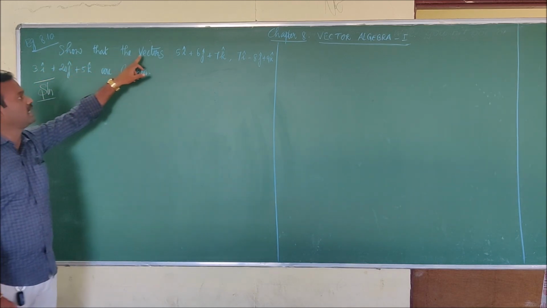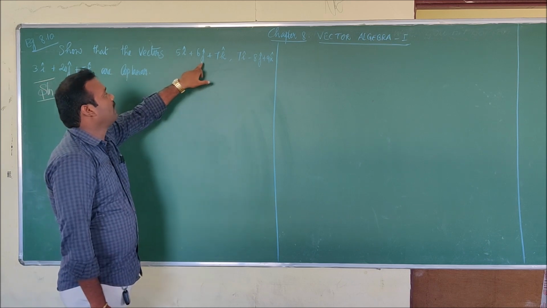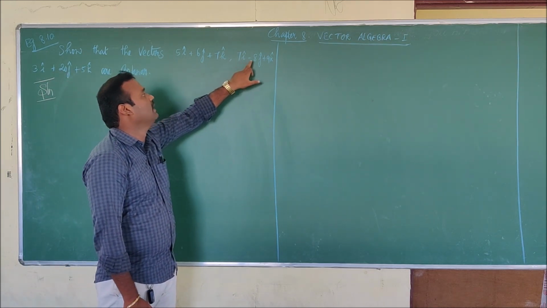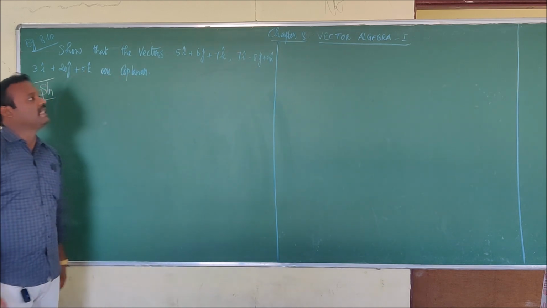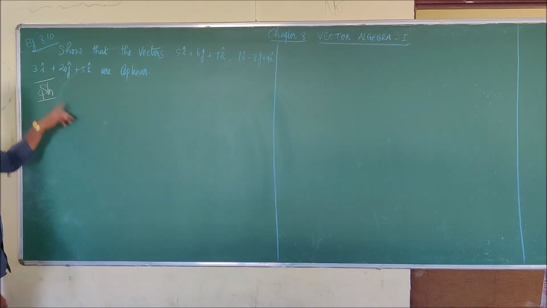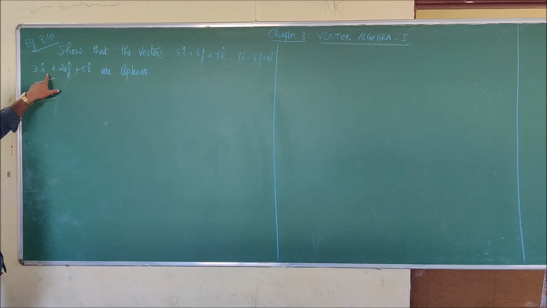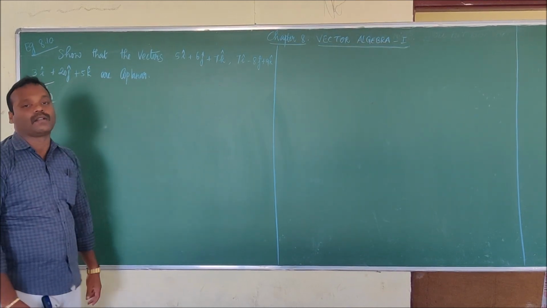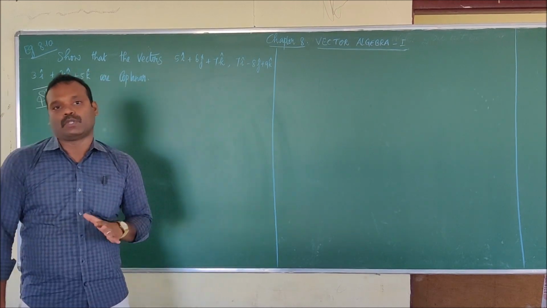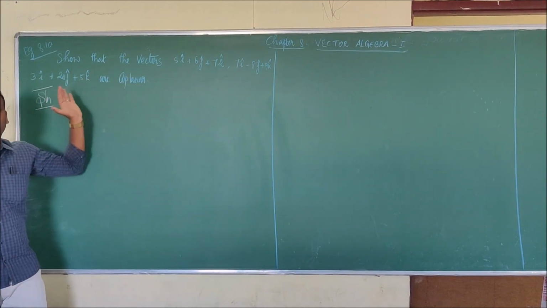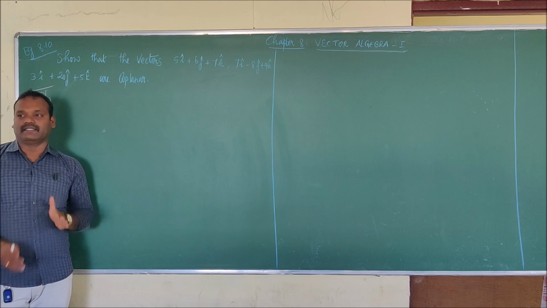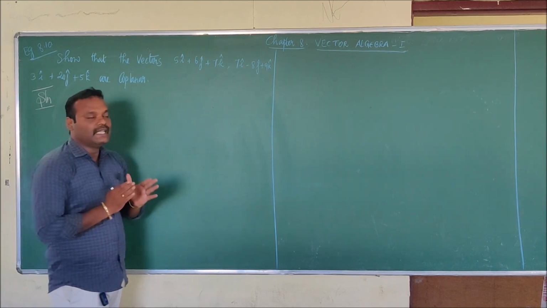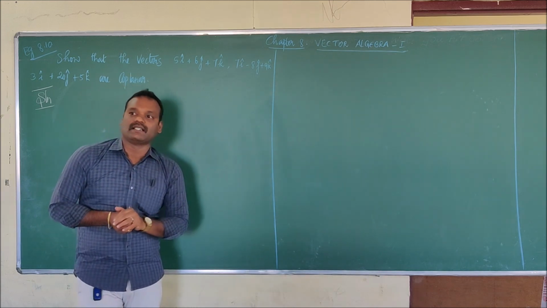Show that the vectors 5i cap plus 6j cap plus 7k cap, 7i cap minus 8j cap plus 9k cap, 3i cap plus 20j cap plus 5k cap are coplanar. We have to show that the given three vectors are coplanar. This problem is very important, a 5-mark question as far as your examination is concerned.